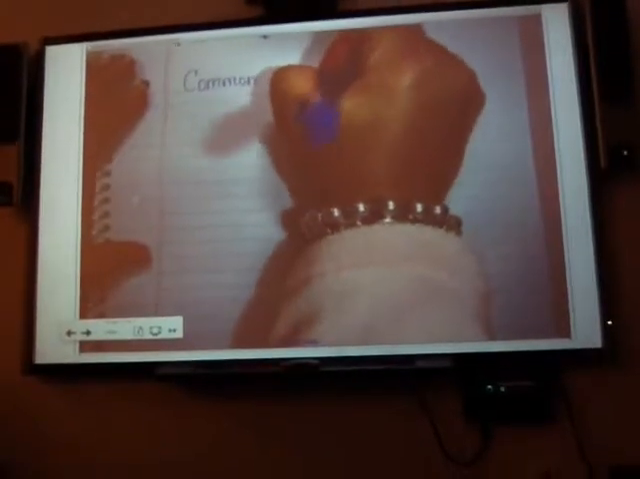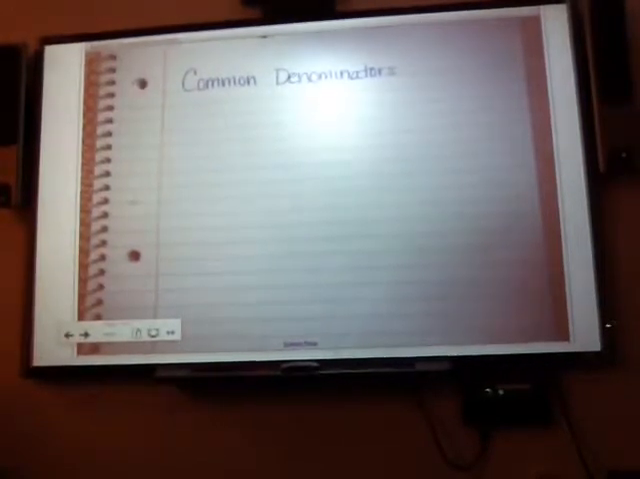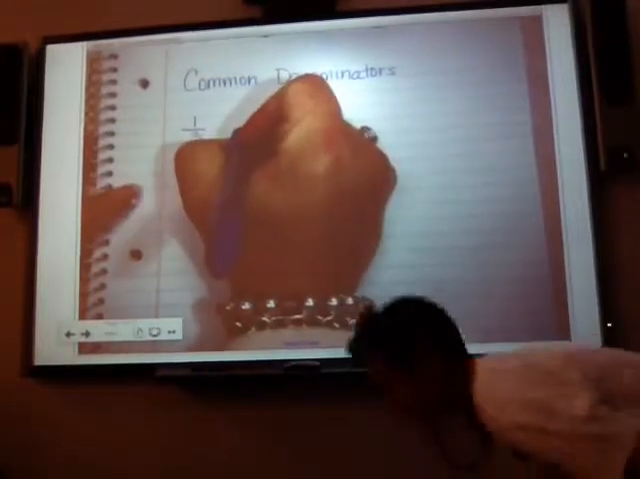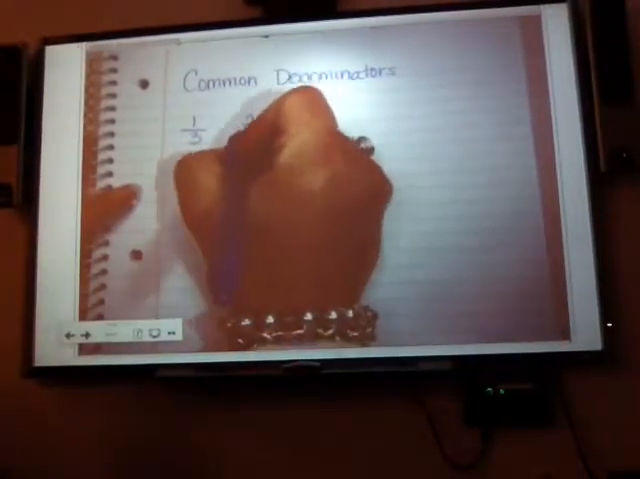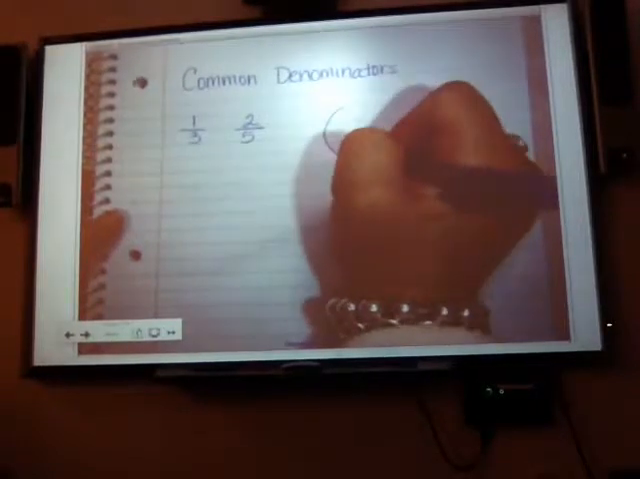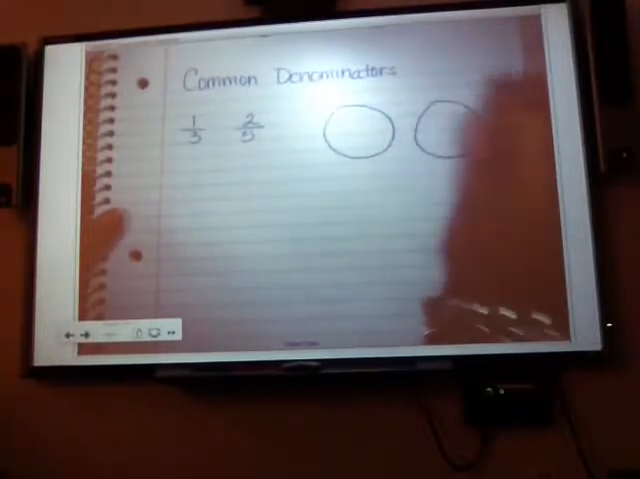We are going to create common denominators. We're going to be creating common denominators while we are creating equivalent fractions. For instance, you've got 1/3 and 2/5. If I were to draw this, again, drawing fractions is not what you need to do to truly compare them, but I'm just trying to show you.